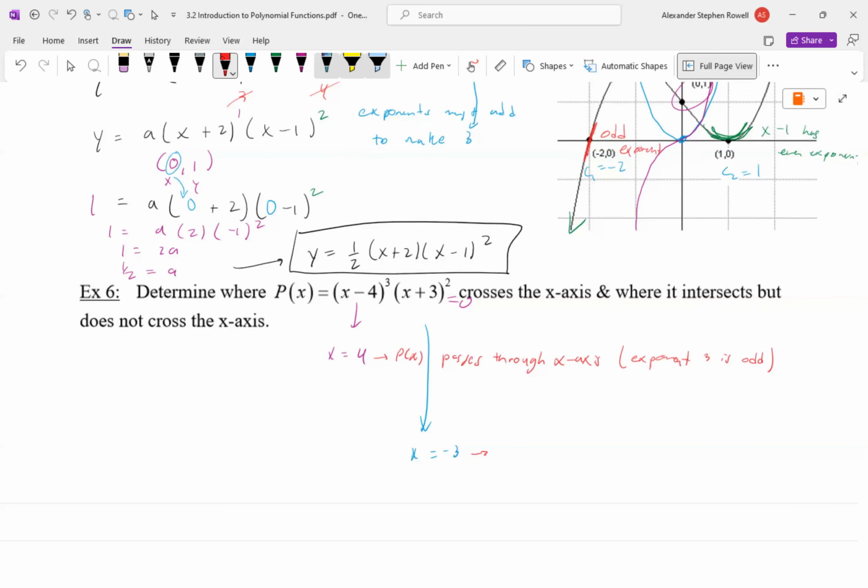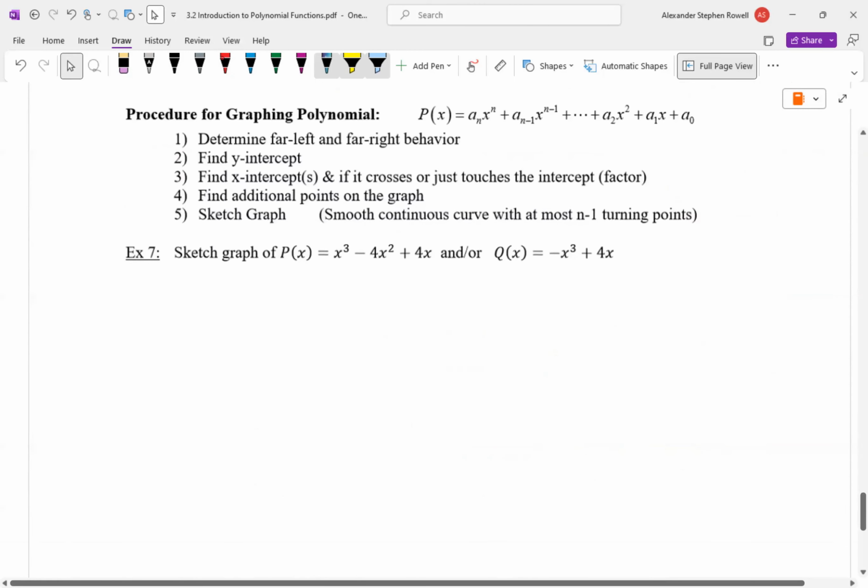What about x equals -3? For my graph of P of x, x plus 3 has an even exponent. So the graph intersects, but does not cross the x-axis. This is because the exponent of 2 is even. This brings us to graphing.